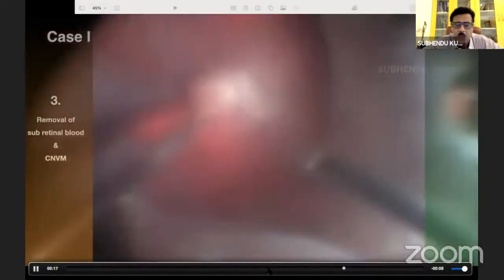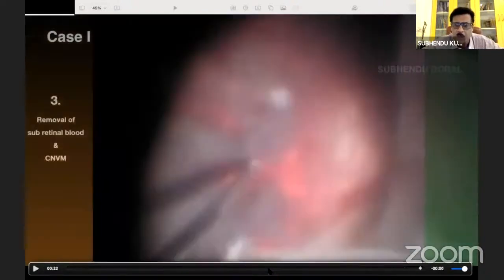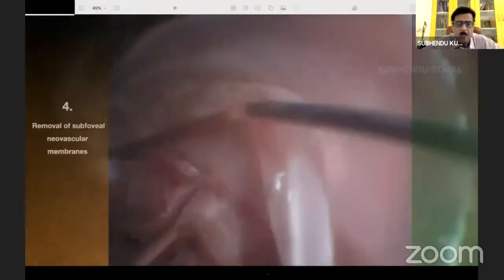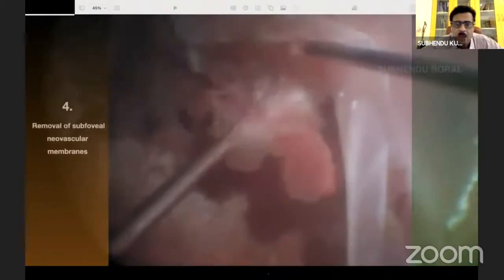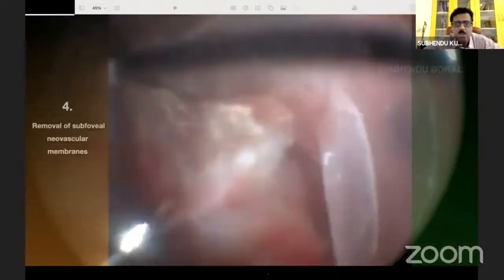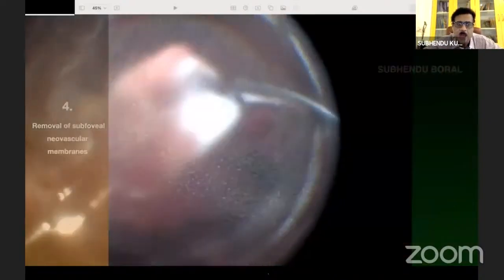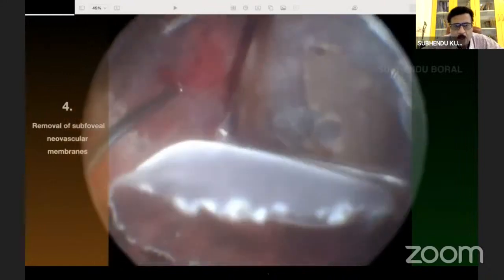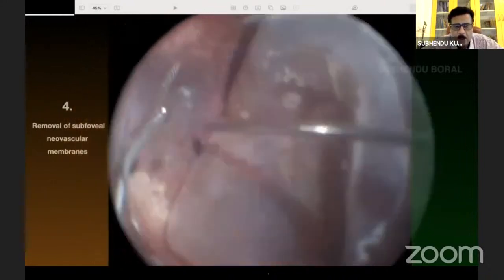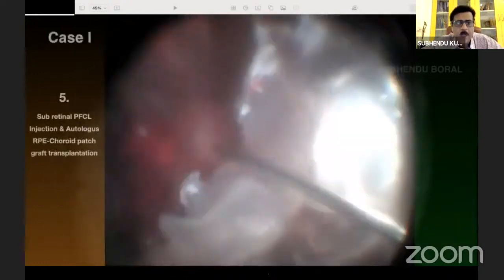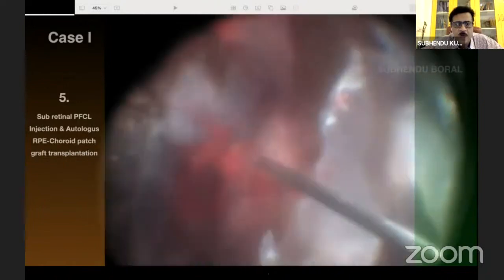Let me tell you one thing: this neovascular tissue is sometimes very thick, just like nuclear remnant. You have to use frag settings, using high suction and very low cutting rate. Sometimes this neovascular tissue is very fleshy. You can see the fleshy neovascular tissue. I'm removing it with the help of ILM forceps and with the help of this DDMS also, removing the subretinal residual blood, and doing some gentle cautery to the feeder vessel to prevent postoperative rebleed. Now it's time for autologous RPE choroid graft transplantation.